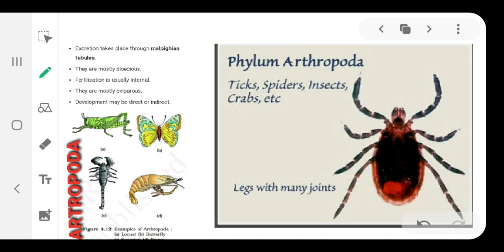Then the next phylum is the one which consists of the maximum animals in the animal kingdom. Write it down: this phylum contains the maximum number of animals, approximately.